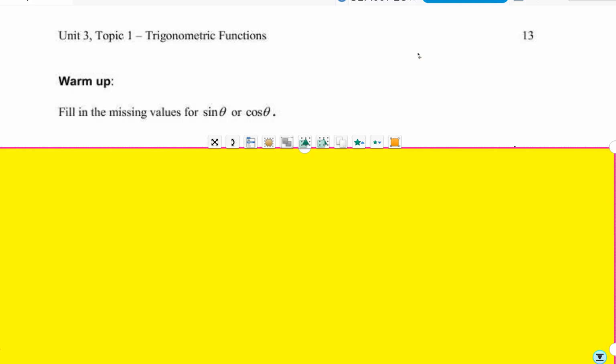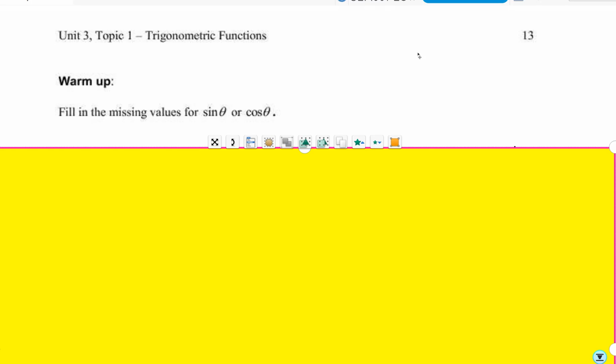We're going to be starting on the unit circle, starting in our math packet, unit 3, topic 1, part 1 on page 13. So I'm starting with the warm-up where it asks us to fill in the missing values for sine and cosine only. In the first column, I believe are all the cosine thetas.